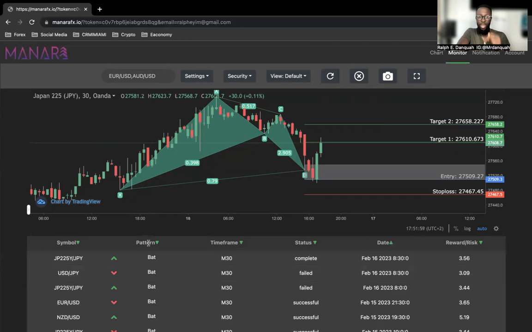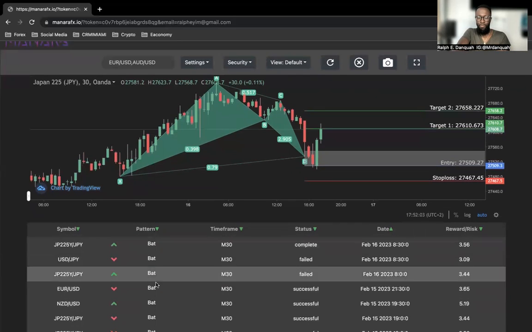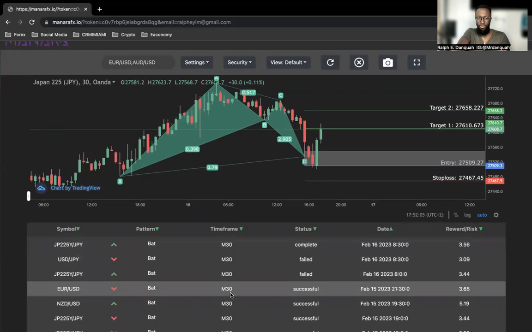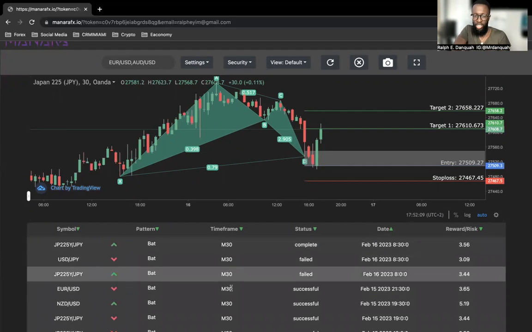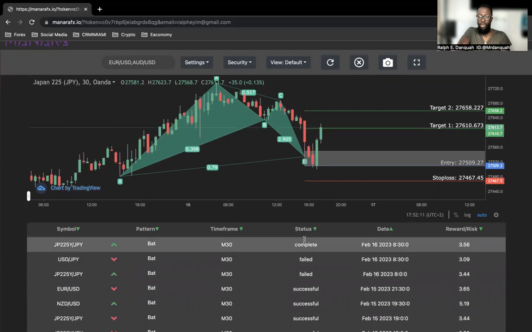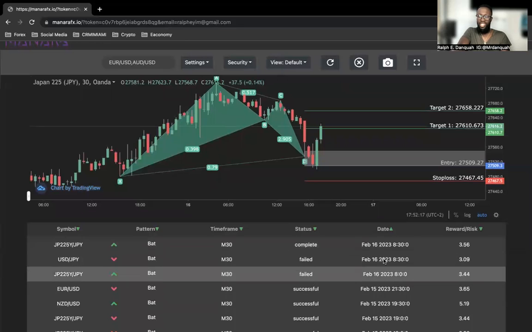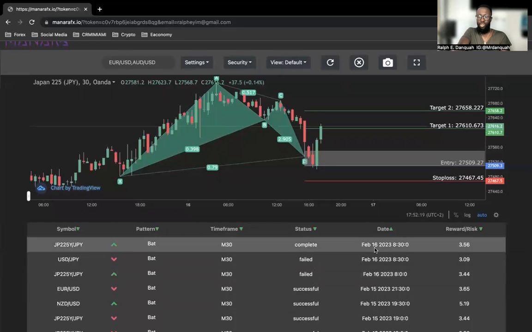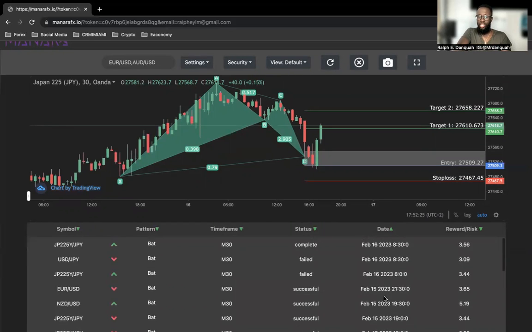Then we have the patterns. Whatever pattern you choose, right now I see a lot of bat patterns. And then we have the time frames. In this section here, we have the time frames, etc. Then here we have the statuses: complete, failed, successful, incomplete, mature. And then we have the dates. With the dates, you always want to make sure that you're on the current date. The bottom usually has the older dates, and the top usually has the newer dates.